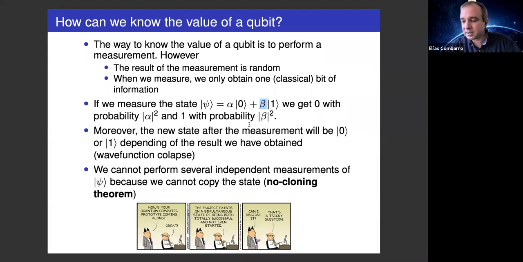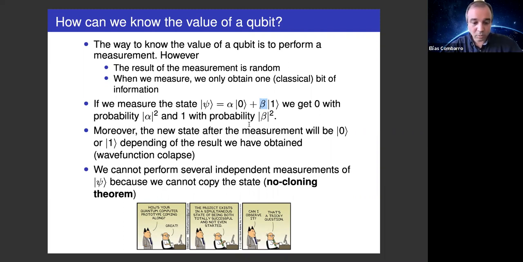This is quite different from what we have in classical computing. In classical computing, we have just one bit with one value, either 0 or 1. And when we observe this value, it's always 0 or it's always 1. We don't have a probability of obtaining one value or the other.